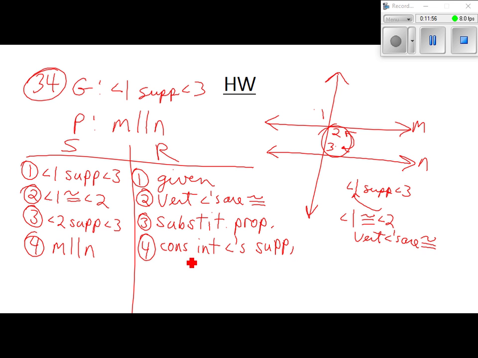Then what's that tell us? Lines parallel. Then the lines have to be parallel. If the consecutive interior angles are supplementary, then we know that the lines are parallel. You got to have that whole thing. If you just put part of that, then it's not the right reason. It doesn't tell whoever looks at it next what you were doing.